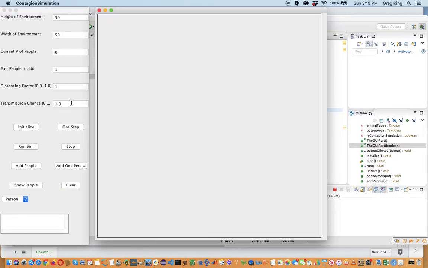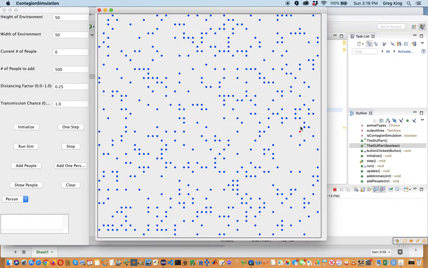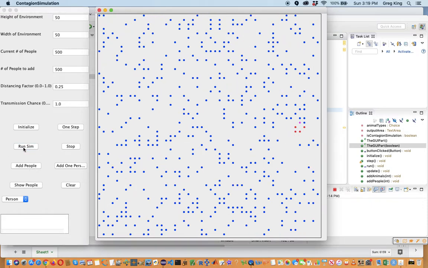Now we're going to clear this out, and we're going to change the distancing factor to 0.25, which means people do only 1/4 as much interacting as they would have. I model that by you only move 1/4 as often. And we're going to put 500 people in again. And there's the infected person over here. And now we're going to run the simulation again.